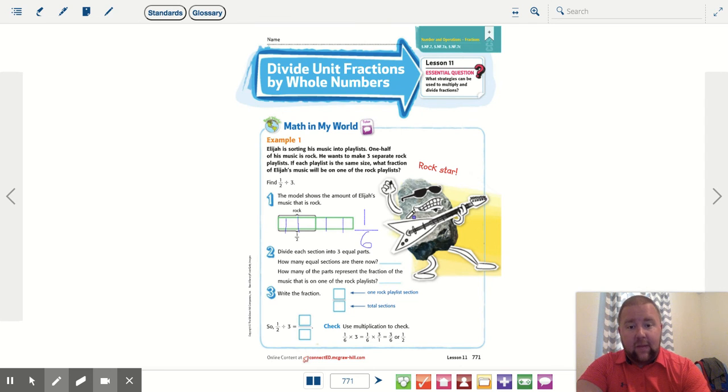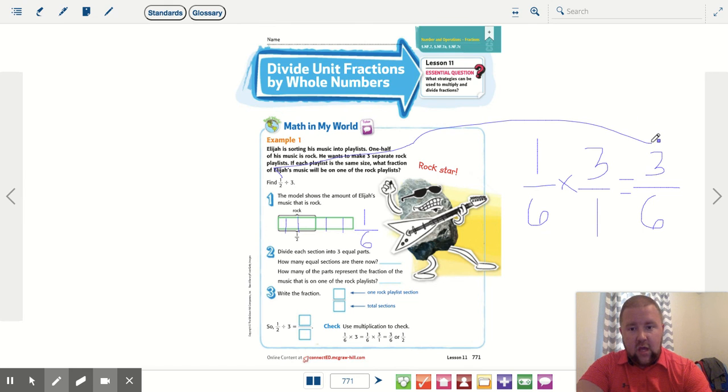Now, for checking purposes, if you work backwards again, you have 1/6 multiplied by 3. Okay, we always say the whole number is over 1. Okay, 1 times 3 is 3. 6 times 1 is 6, which simplifies to be 1/2. Sorry, my arrow kind of got a little crazy there. Okay, so that would show that your answer would be indeed correct.